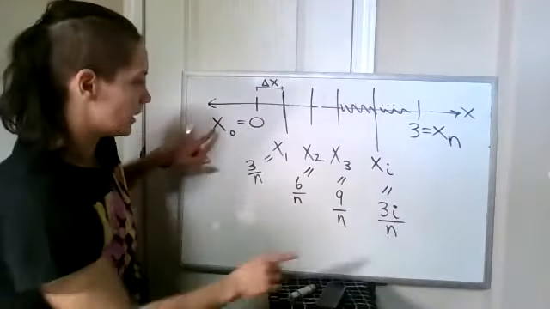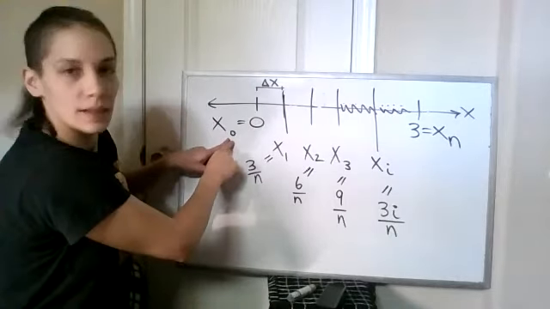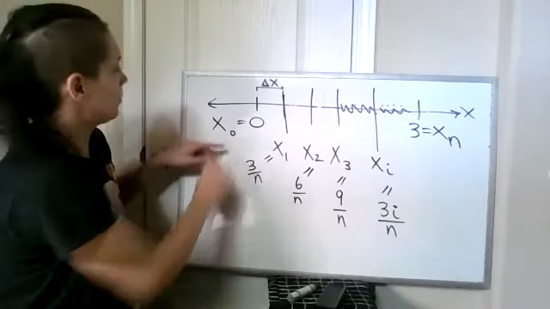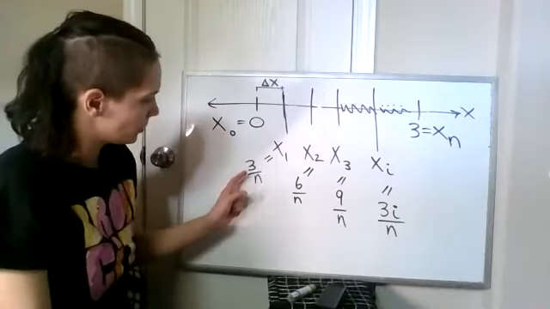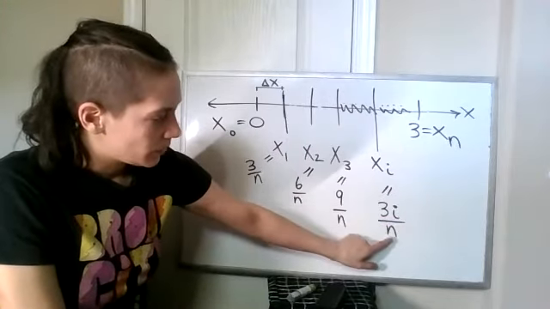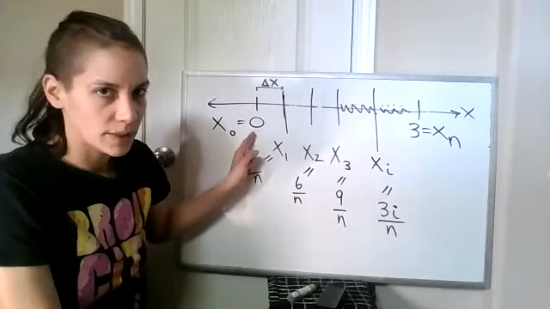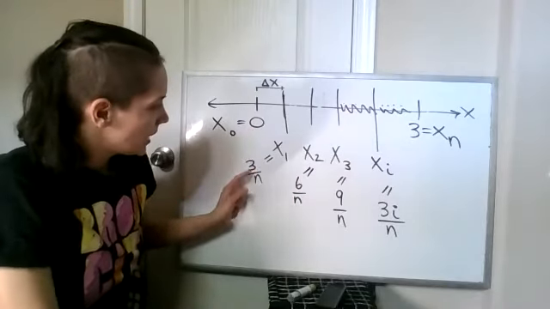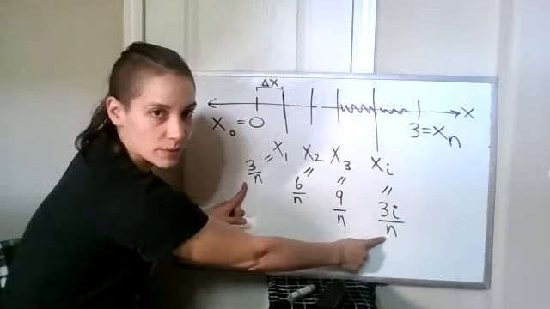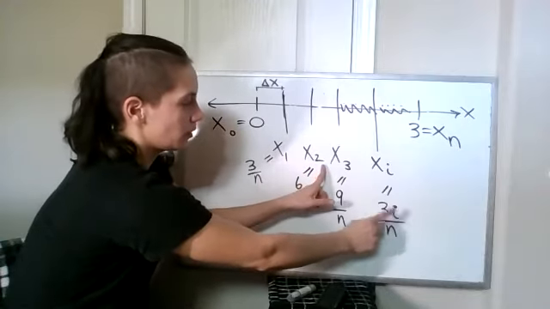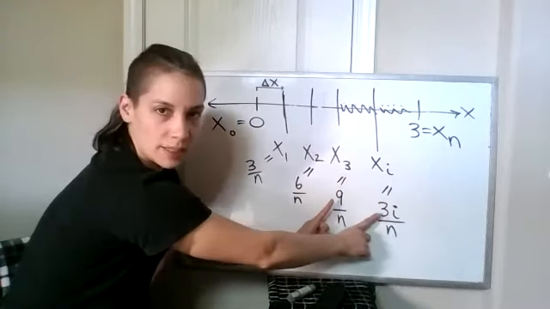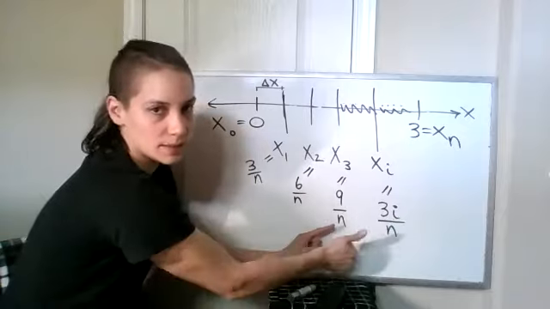So just check that out, where here i equals 0. 3 times 0 over whatever number n is 0. So that works out. Okay. And then for x sub 1, we have 3 times 1 over n, 3 over n. X sub 2 would be 3 times 2 over n. X sub 3, just checking, do I have 3 times 3 over n? Yes.